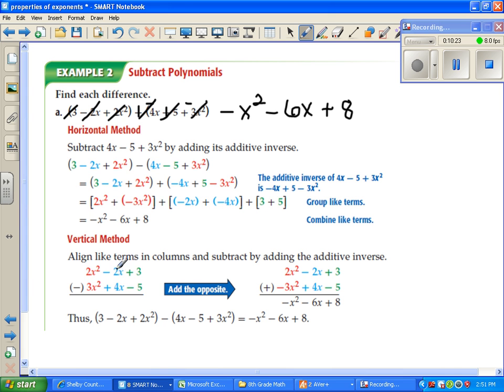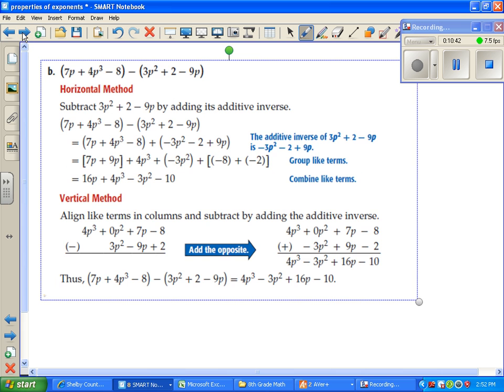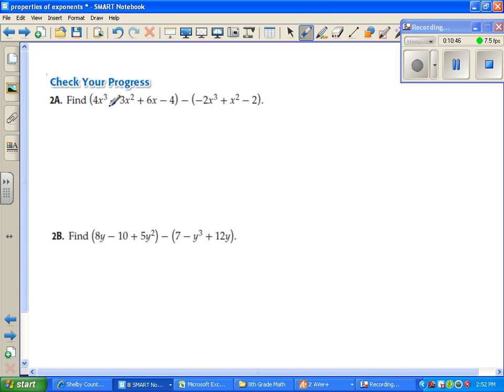Now, if you'd rather do the vertical method, just remember that you have to add its opposite and you change all the signs. Kind of like we did when we solved a system by the elimination method. You know, you might multiply everything by a negative and you had to go through and change the sign. So if you want to do it that way, there's not a problem with that. Any questions? Okay, I want you to try one subtraction problem on your own. Let's do 2a.